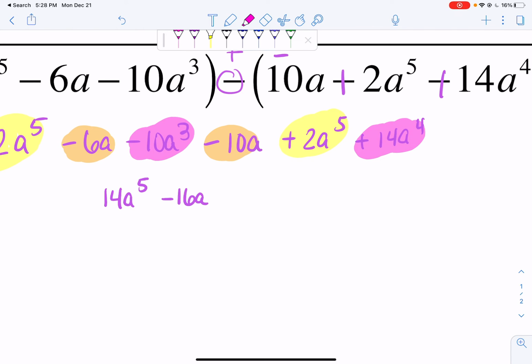Those are not like terms. So I just write my minus 10a cubed, and I write my plus 14a to the 4th. And if I look, none of this is in standard form, so I have to put it in standard form.